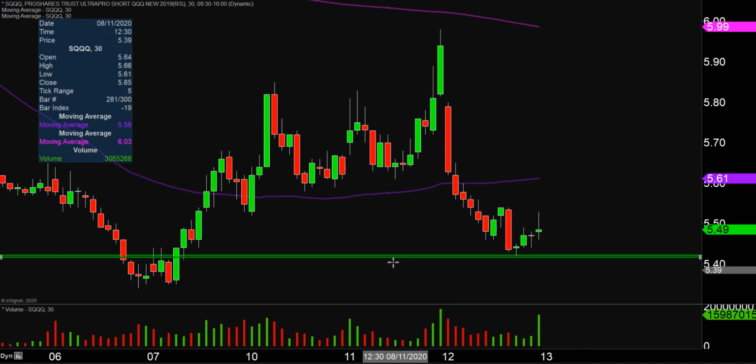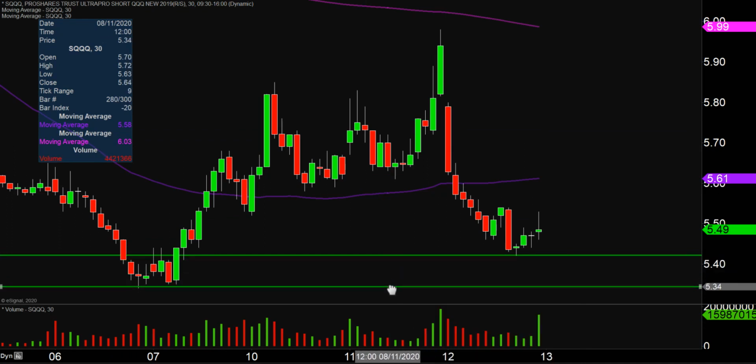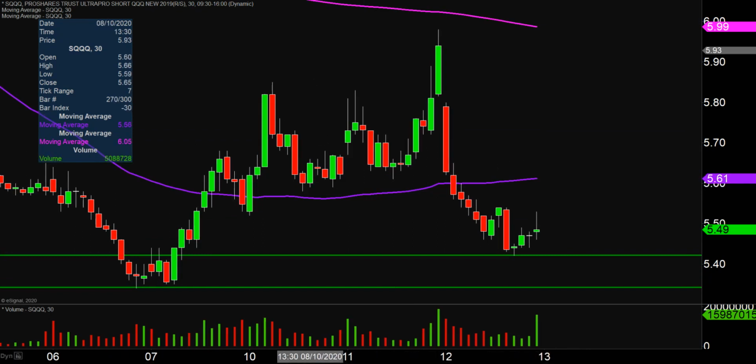In the event that level can't quite hold up, then at that point, nothing fancy, nothing complicated at all, other than the fact of where did the bleeding stop previously, and that was down here right around $5.34. So those are going to be the two main levels of support moving forward, so watch those.